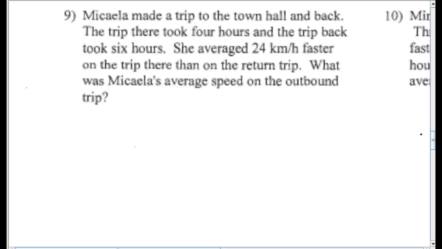Kayla made many trips to Town Hall and back. So again, a round trip. The trip there took 4 hours. The trip back took 6 hours. She averaged 24 kilometers per hour faster on the trip there. Okay. So the one we went faster on should be the shorter, the fewer hours of the two. You go faster, you get there sooner.